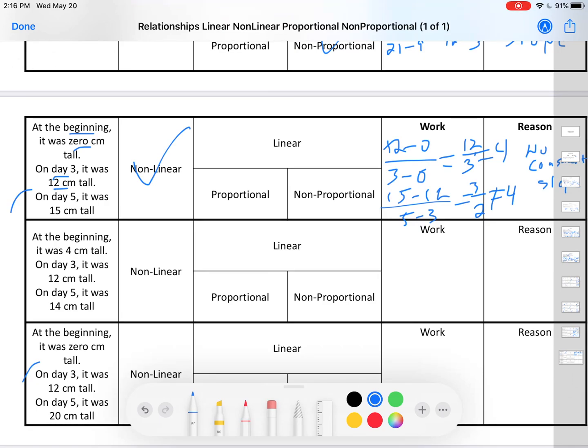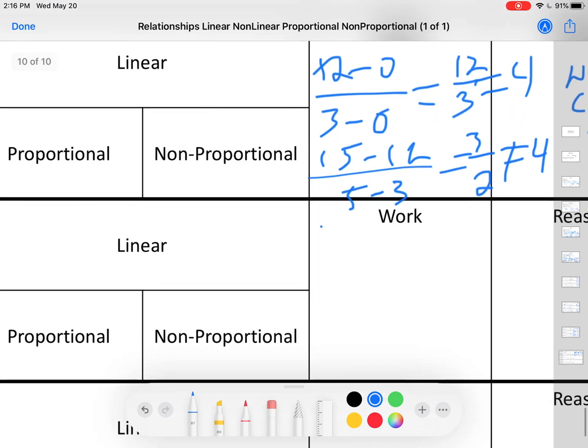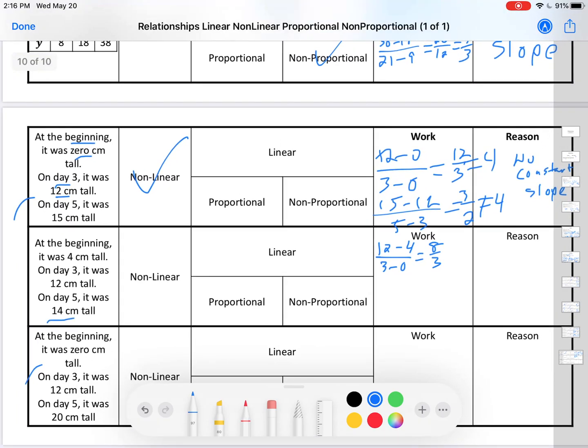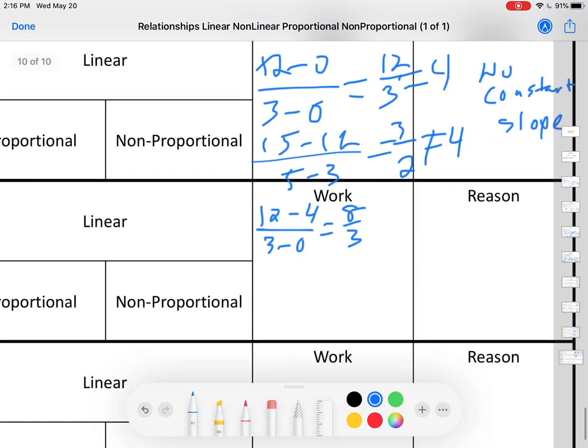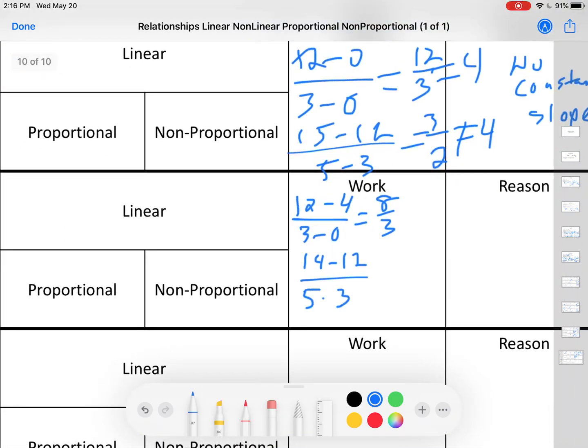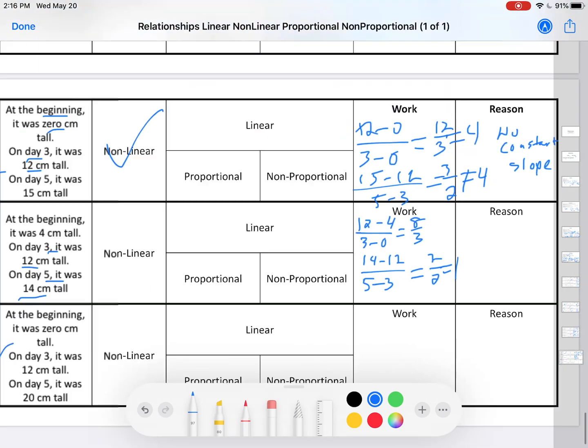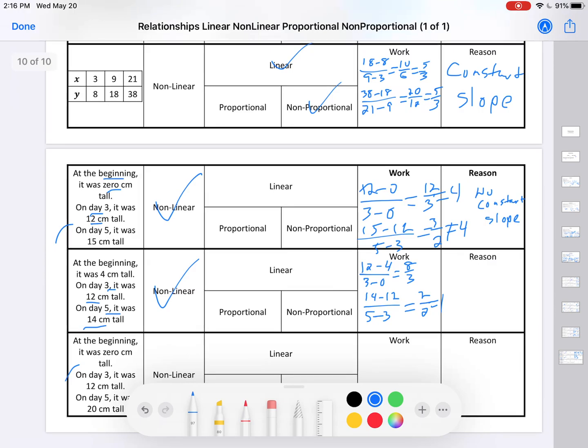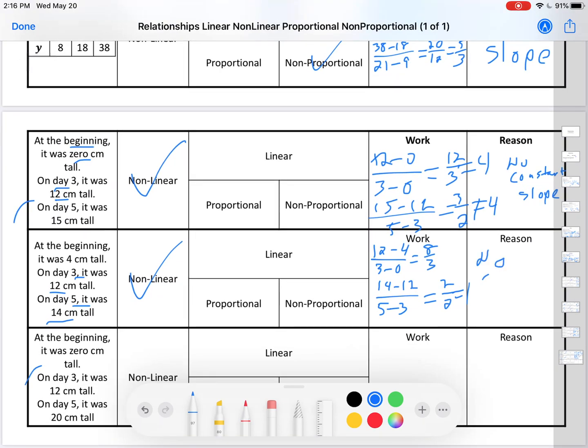We know this is non-proportional because it doesn't start at 0. Let's see if it has a constant slope. Okay. Day 0 is 4, day 3 is 12. So we'll do 12 minus 4 over 3 minus 0 equals 8 over 3. 14 minus 12 over 5 minus 3, 2 over 2, which is 1. Is 8/3 equal to 1? No. Therefore, this is also non-linear. Reason, no constant slope.